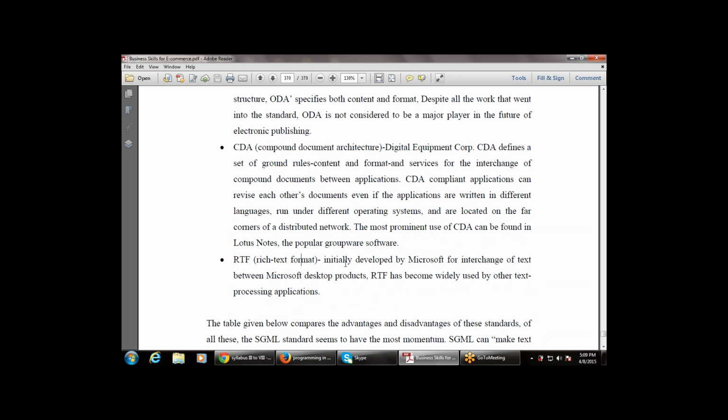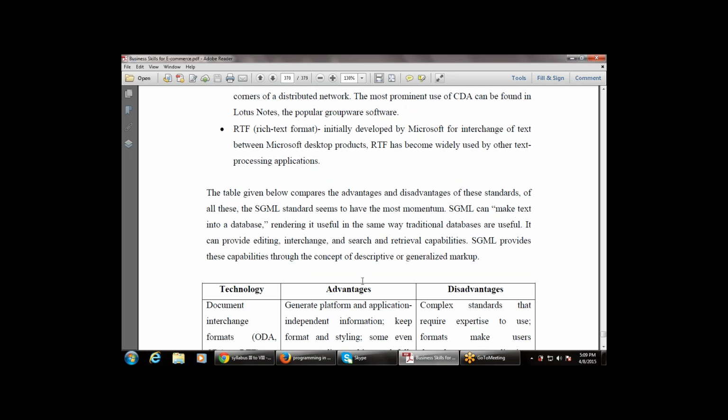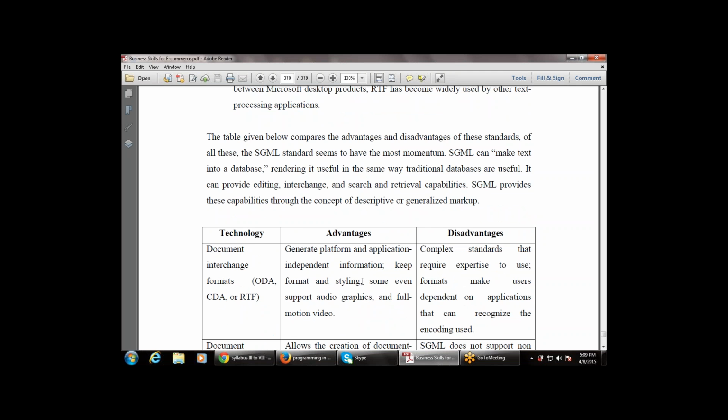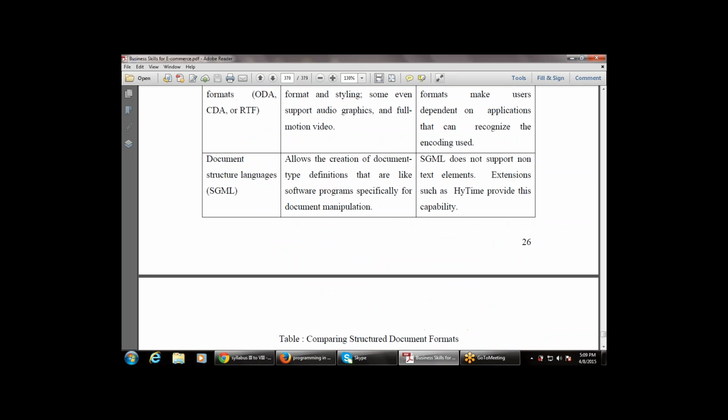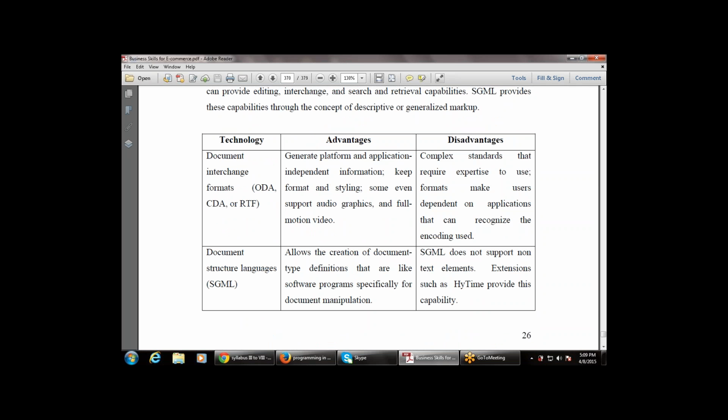Then RTF, that is a Rich Text Format file developed by Microsoft for interchange of text between Microsoft desktop products that are used by various text-based applications. And this is the table that provides the main differences between the different technologies that are used.